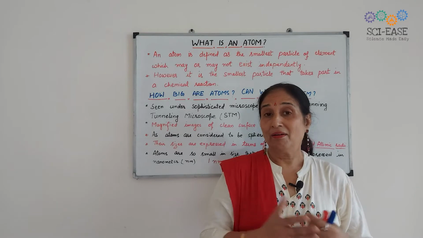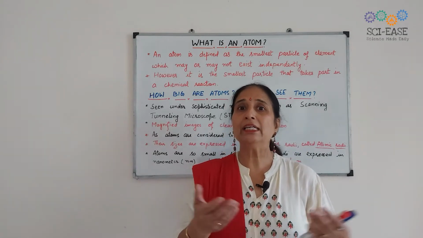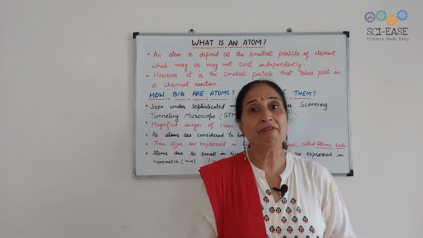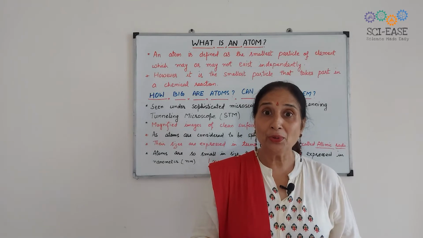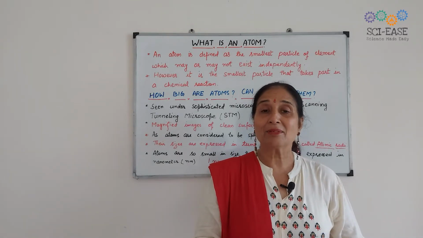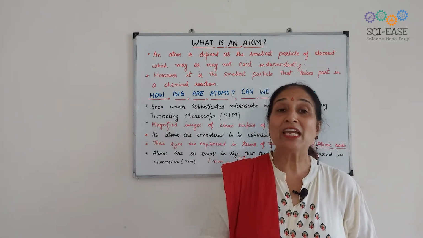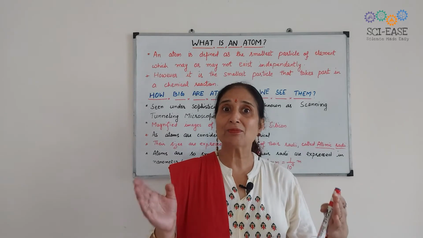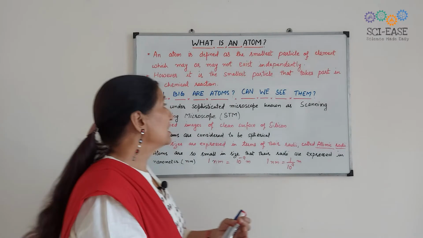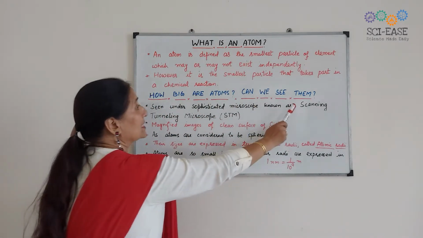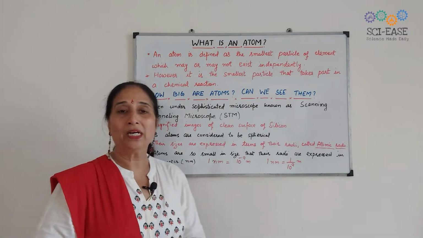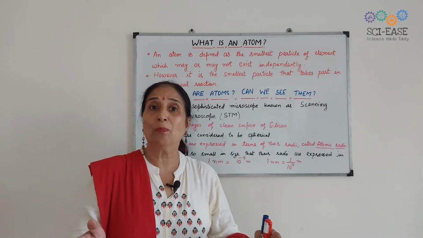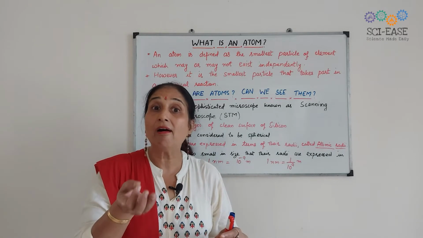So, you know bacteria, they are very small. E. coli and other bacteria, they are very small. And they can be seen under the conventional microscope. But you know, we can't see atoms under the conventional microscope. We can see atoms only under the sophisticated microscope, which is known as scanning tunneling microscope, that is STM. So only under the powerful microscope we can see atoms. So atoms, they are very, very small.